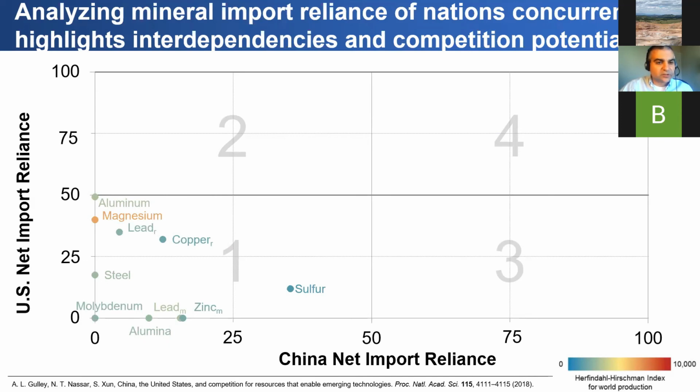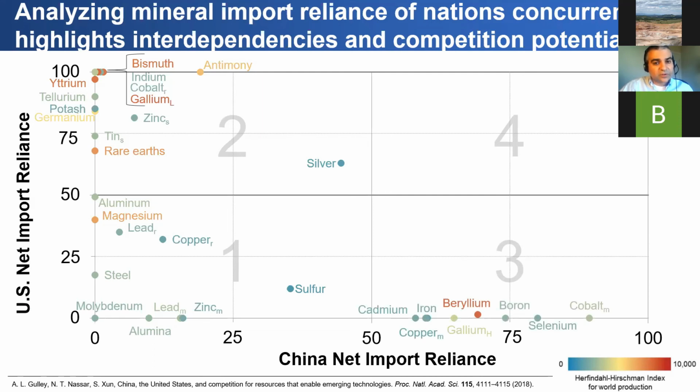I believe these results are for circa 2014. In quadrant 2 are commodities for which the US is highly net import reliant, but China is not. So the rare earths obviously would fall under this category. Some of the minor metals that we mentioned before, indium, tellurium, yttrium, germanium, are also highly import reliant for the United States. China is not. They're typically major producers of those commodities.